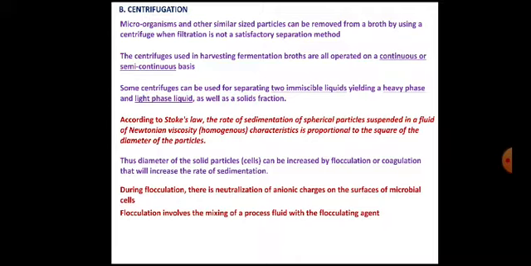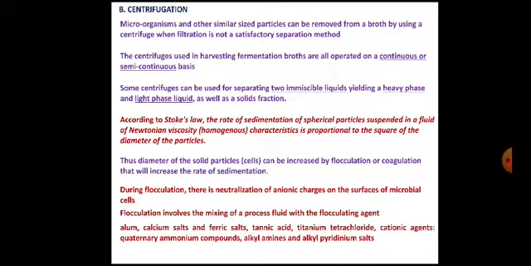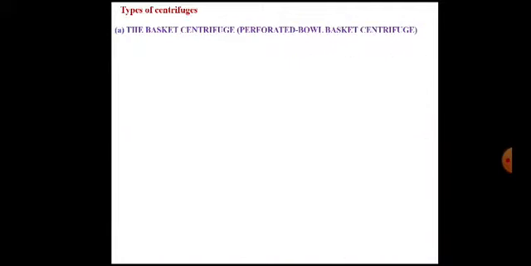Flocculation involves the mixing of process fluid with flocculating agents. Examples of these flocculating agents are alum, calcium salts and ferric salts, tannic acid, and titanium tetrachloride. Cationic agents are quaternary ammonium compounds, alkyl amines, and alkyl pyridinium salts. All these are different types of flocculating agents.